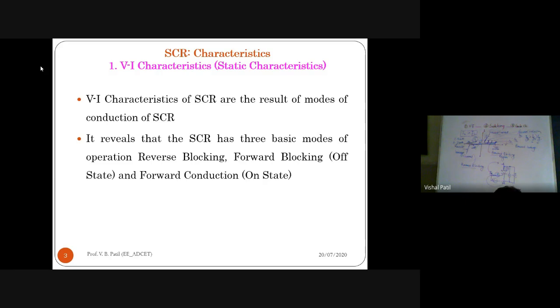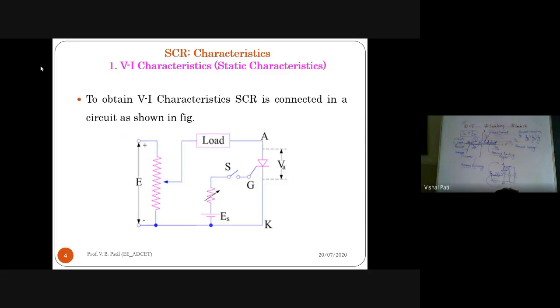It reveals that the SCR has three basic modes of operation: reverse blocking, forward blocking, and forward conduction. Okay, these are the three modes of operation that we have seen earlier. Now this is how the VI characteristic circuit can be drawn.